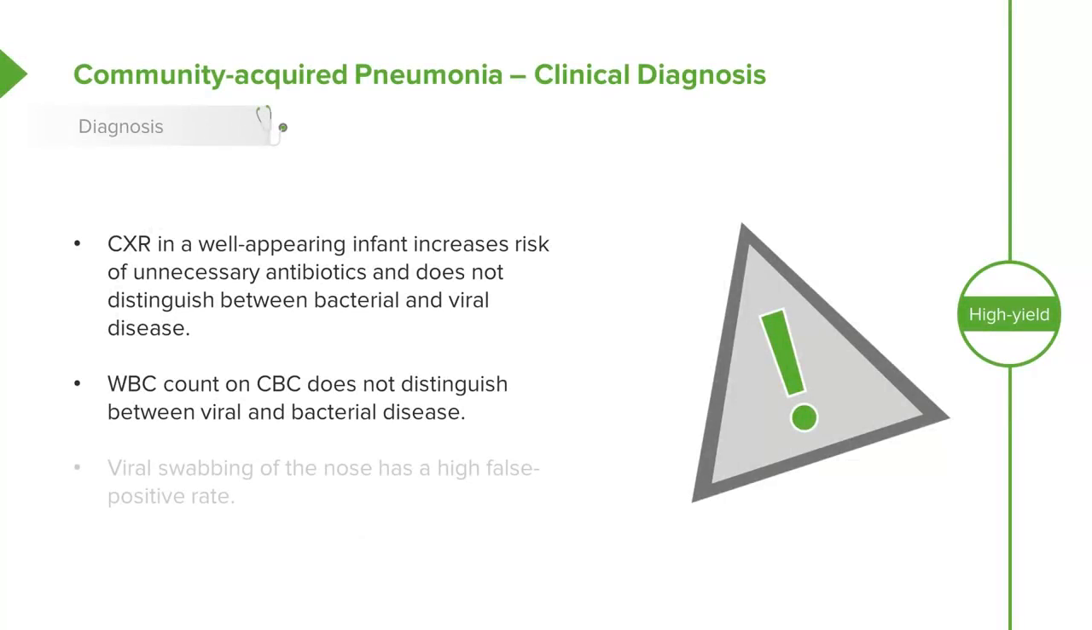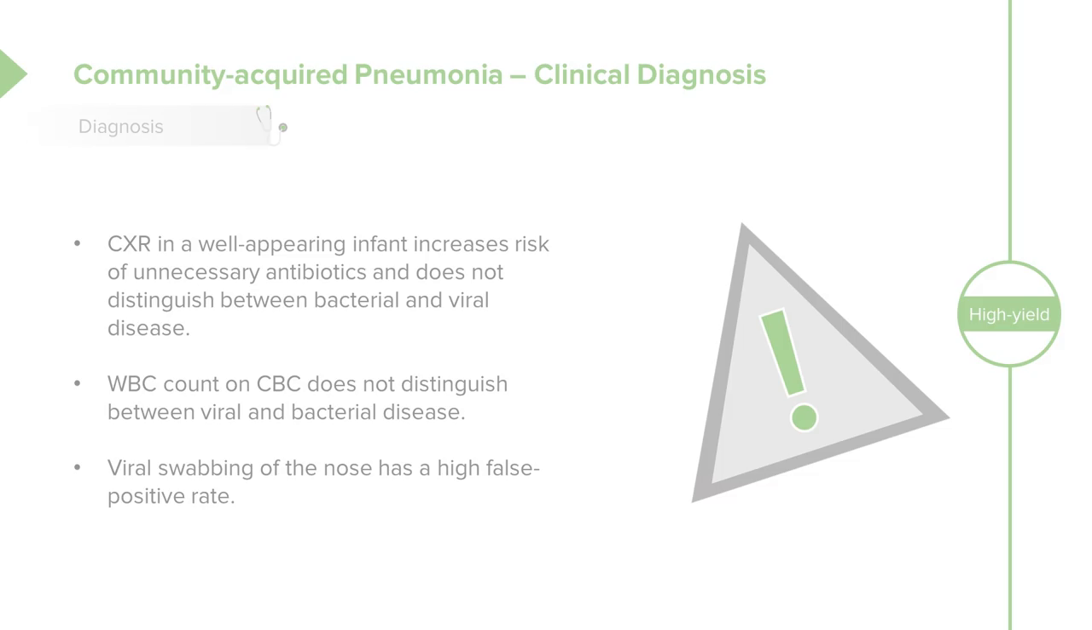The white count on a CBC in no way distinguishes between viral and bacterial disease. It does not help at all. So there's really no role for a white count in distinguishing between viral and bacterial disease. Viral swabbing in the nose has a high false positive rate. So it's unclear that a child couldn't have a bacterial illness even if they have a positive nose swab. So that test is somewhat useless as well.